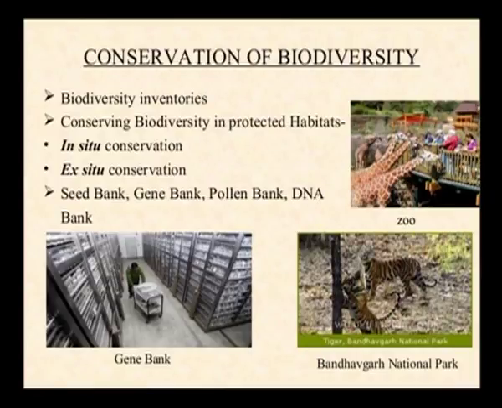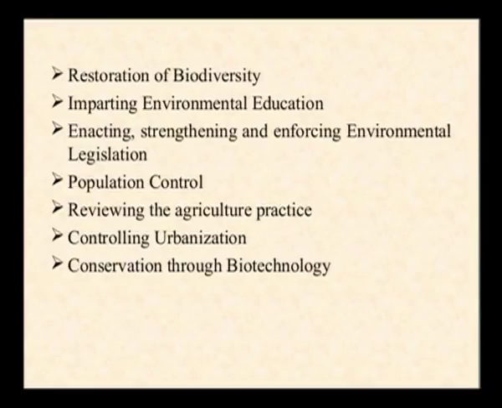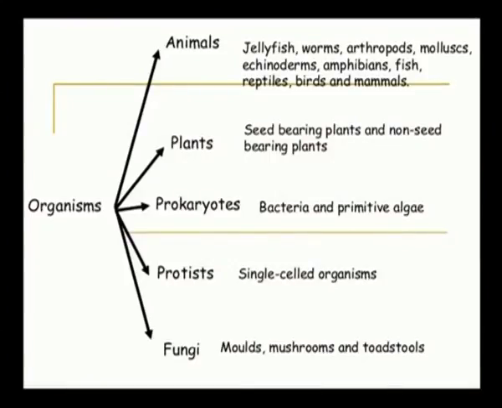Conservation of biodiversity: biodiversity inventories, conserving biodiversity in protected habitats. You have two types: in situ conservation and ex situ conservation. Certain examples are seed banks, gene banks, pollen bank, and DNA bank. Restoration of biodiversity, imparting environmental education, enacting, strengthening, and enforcing environmental legislation, population control, reviewing the agricultural practice, controlling urbanization, conservation through biotechnology. Now, if you look at the different organisms, you have fungi, protists, prokaryotes, plants, and animals.